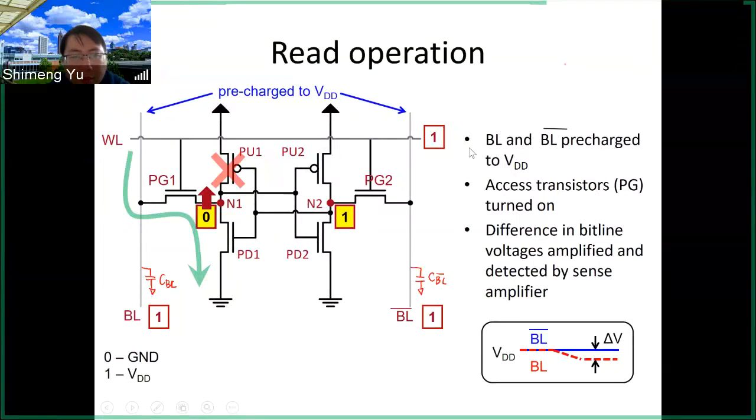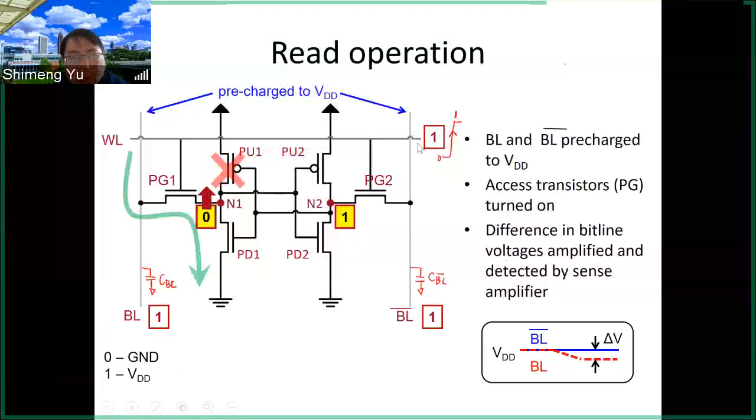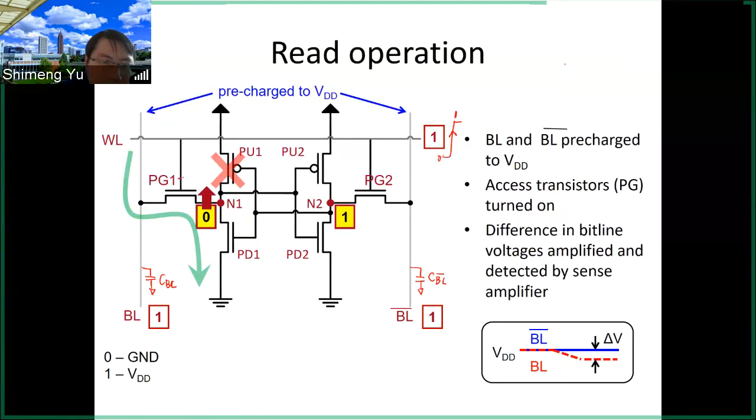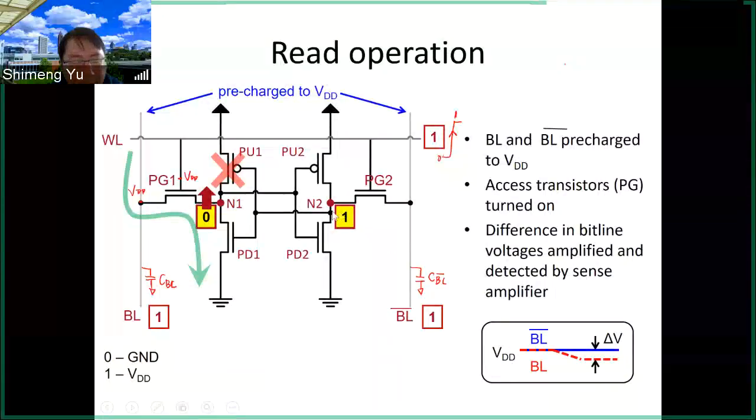And the second step is to turn on the WL. So now the WL will become 1, and then this is VDD. Then we are going to analyze the circuit according to the bias condition. First of all, PG1's gate is VDD. And then the BL is pre-charged to VDD. So in this example, we assume N1 stores 0, N2 stores 1.